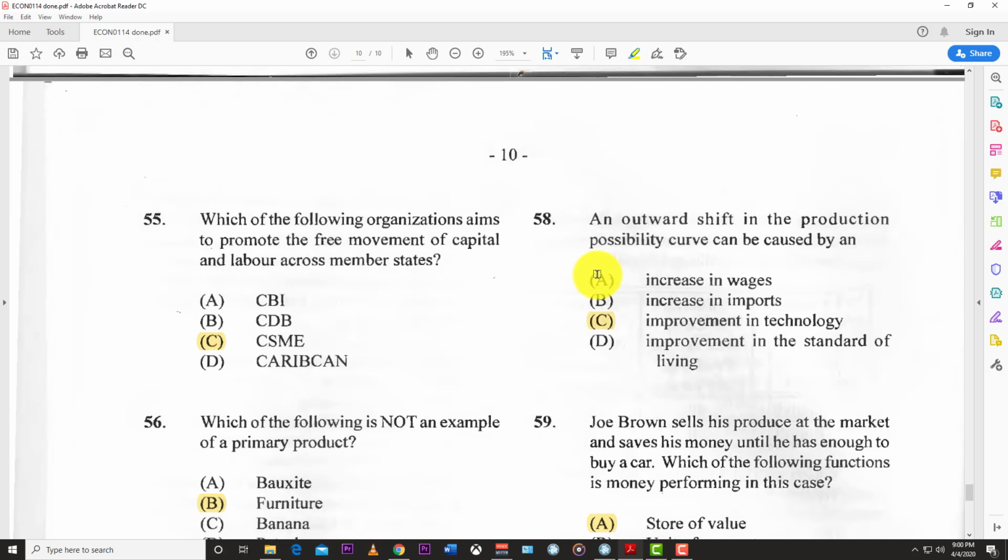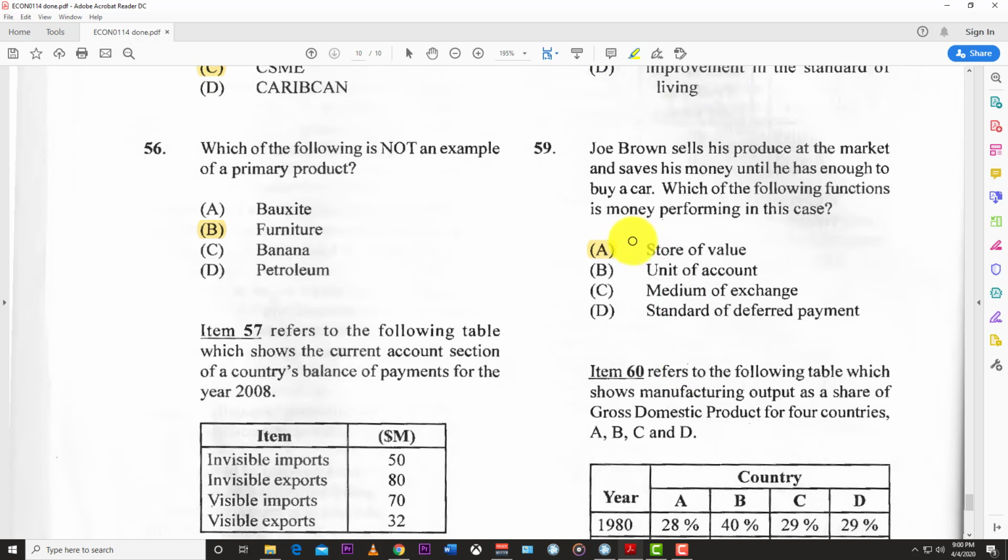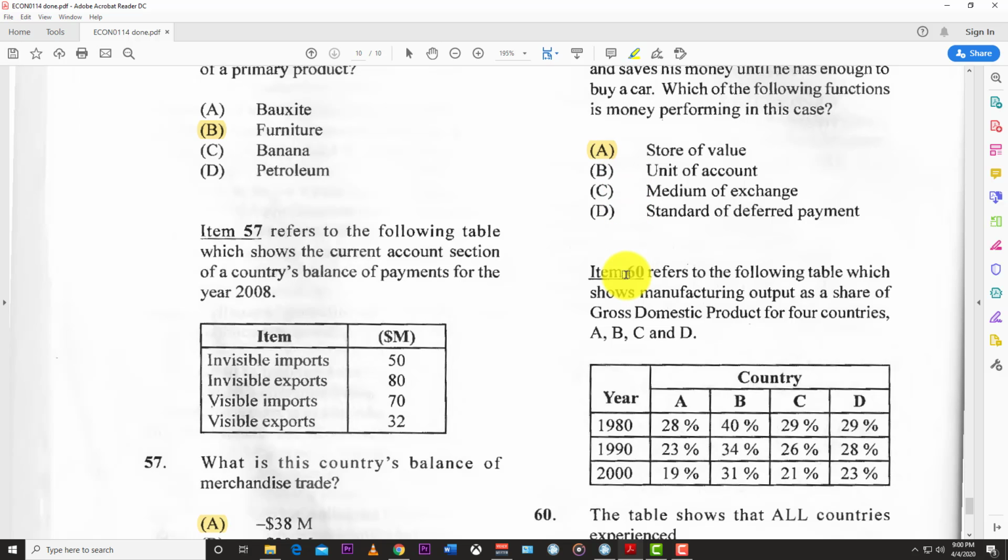58. An outward shift in the production possibility curve can be caused by, and the best answer here is C, improvement in technology. Okay, outward shift means production has expanded, and so that's the technology. 59. Joe Brown sells his produce at the market and saves his money until he has enough to buy a car. Which of the following functions is the money performing in this case? And the best answer here is a store of value. A store of value.